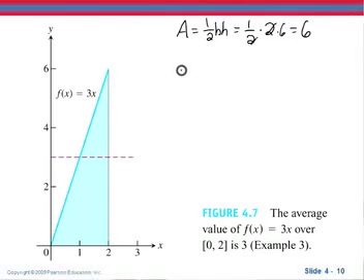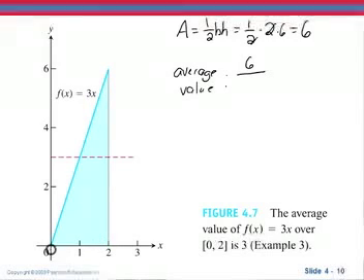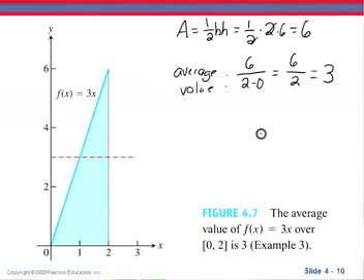Now if you want to know the average value, then you take that 6, the area, and you divide it by the width here, which is 2 minus 0, or 2. The width of this area is 2, and so that's 6 divided by 2 is 3. So 3 is the average value over this interval. See this line 3? That's the line y equals 3. That shows us the average value of this graph over the interval.